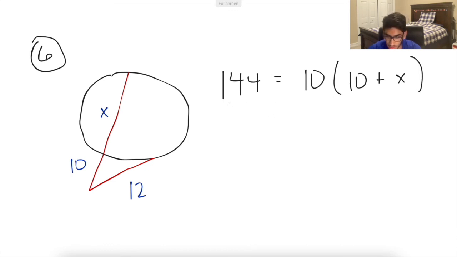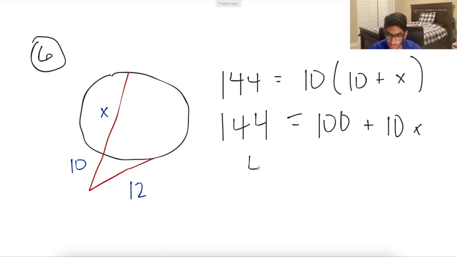And so here, 144 stays the same. Distributive property on the right side, 100 plus 10x. Subtract 100, so we have 44 equals 10x. And so divide by 10, x equals 4.4.